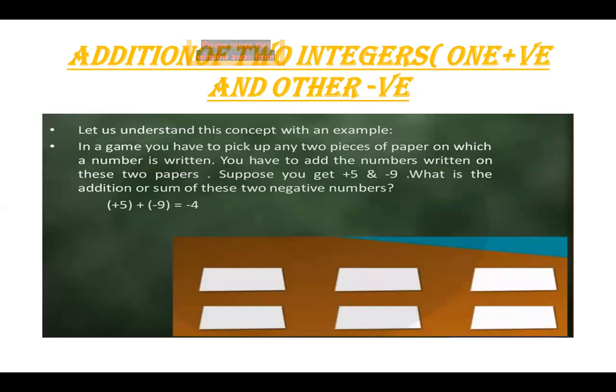Addition of 2 integers, one positive and the other negative. Let us understand this concept with an example. In a game, you have to pick up any 2 pieces of paper on which a number is written. You have to add the numbers written on these 2 papers. Suppose you get +5 and -9. What is the addition or sum of these 2 numbers? (+5) plus (-9) is equal to -4.